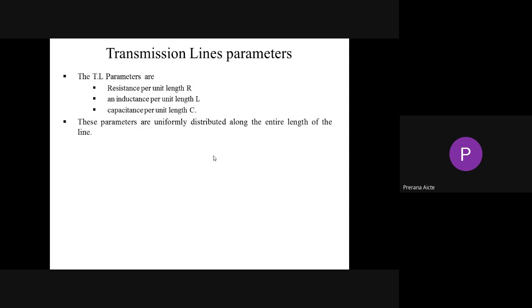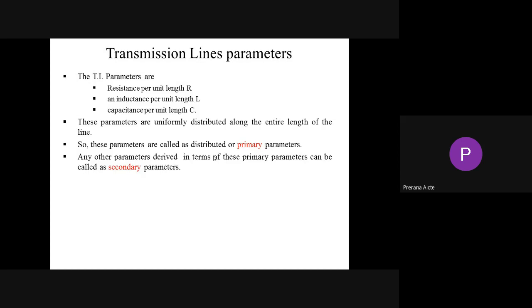Uniformly distributed means the current passing through the entire length of the line is constant, so the magnitude and phase are the same for the entire length of the transmission line. So these parameters are called distributed or primary parameters. Already I told you that the primary parameters of a transmission line are R, L, C, and one more parameter, that is conductance G.